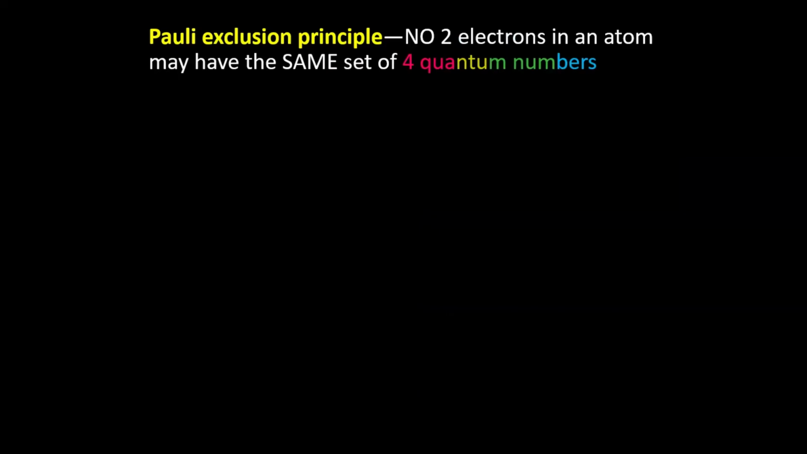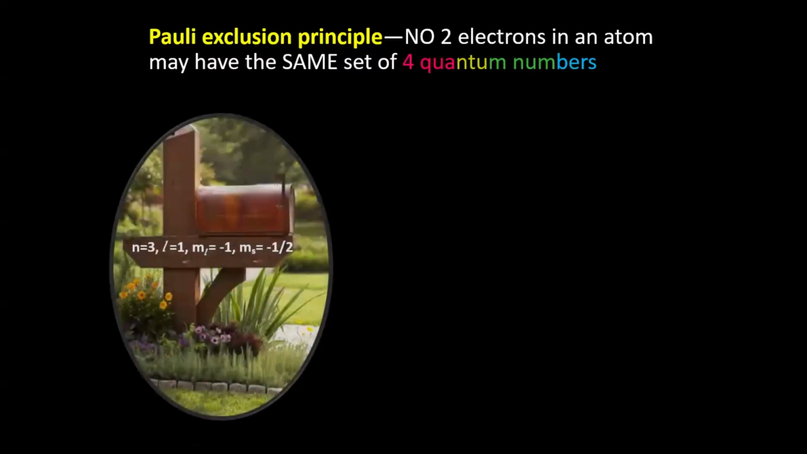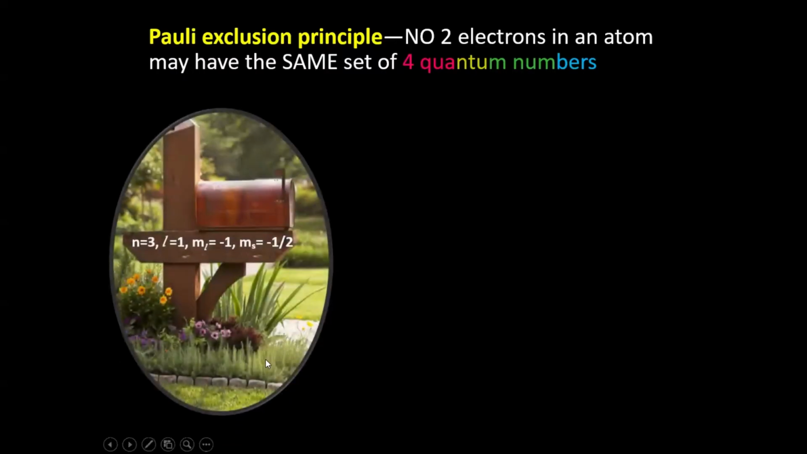Now, the Pauli exclusion principle states that no two electrons in an atom may have the same set of four quantum numbers. At least one number has to be different because they're all unique. So it's kind of like they all have their own little mailbox. So here's an example of four quantum numbers: n equals 3, L equals 1, M sub L equals -1, and M sub S equals -1/2.